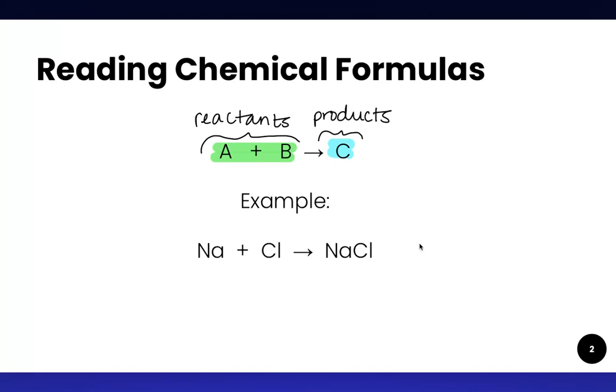In this example, I have two reactants combining to form one product, but there are many other different combinations, and we'll go over all of them in semester 2. But right now, all I want you to remember is on the left, you'll see reactants, and on the right are the products. So for example, we have the reactants sodium and chlorine, which combine to form a product, sodium chloride.